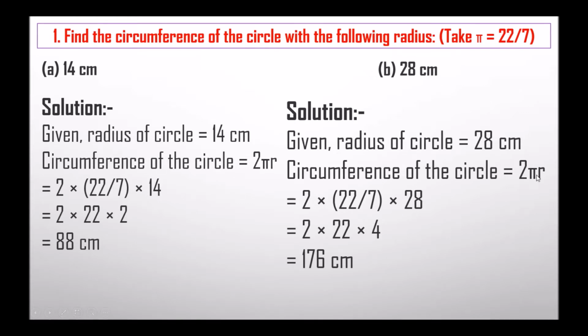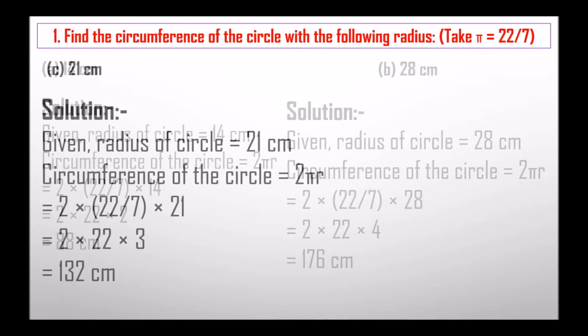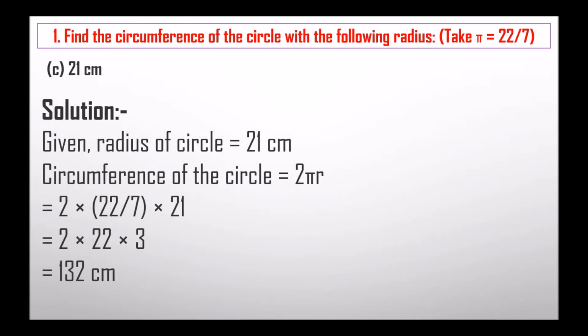Next, 28 centimeter radius. Circumference of a circle is 2 pi r. So 2 into 22 upon 7 into 28. 7 and 28 we can cut. So 2 into 22 into 4, that is 176 centimeter. Next, 21 centimeter. Circumference of a circle is given by 2 pi r. So 2 into 22 upon 7 into 21. 7 and 21 we can cut. So 2 into 22 into 3, that is 132 centimeter.